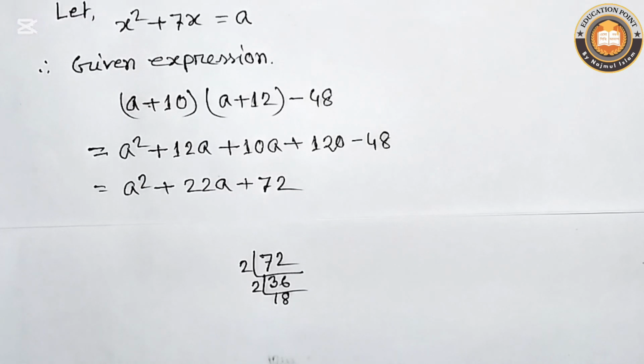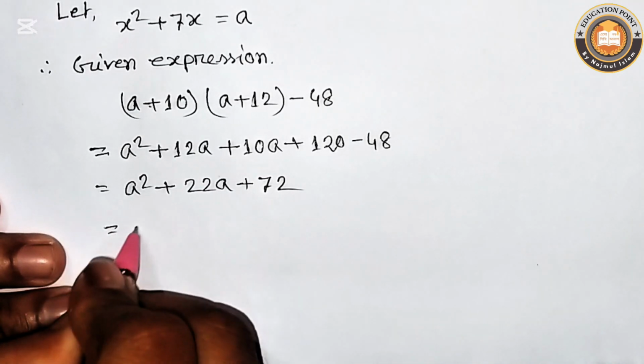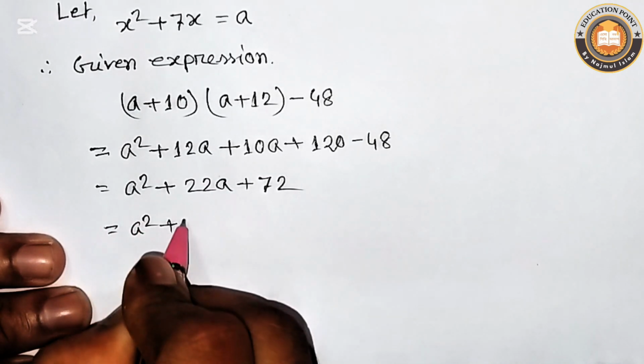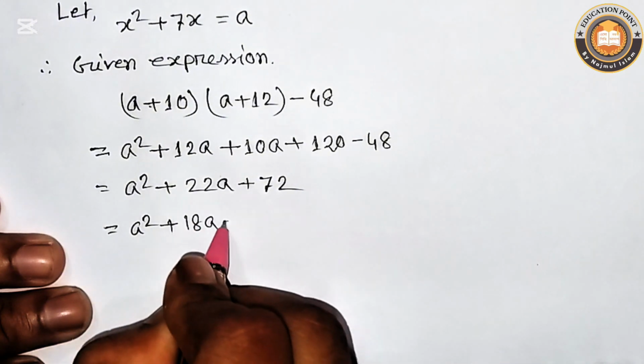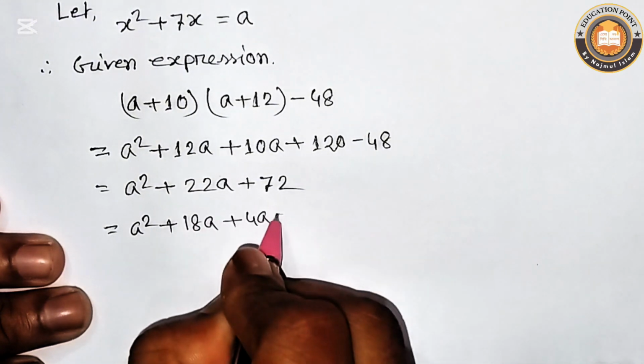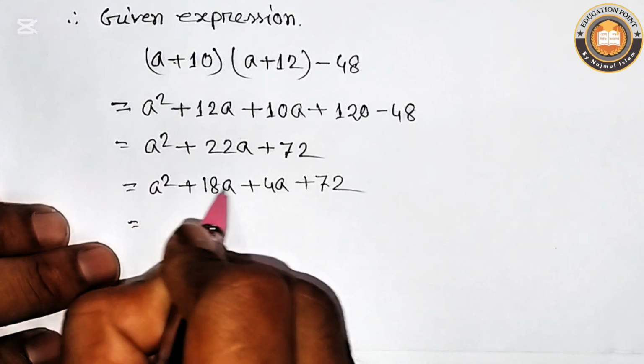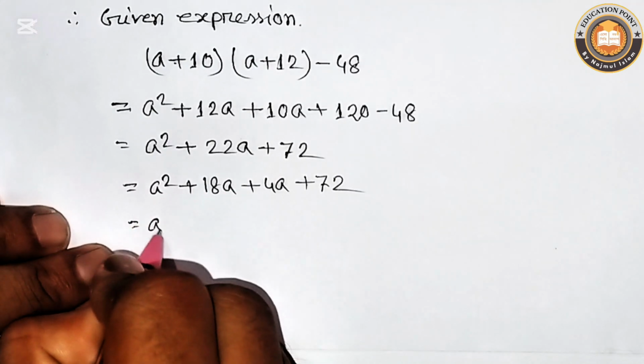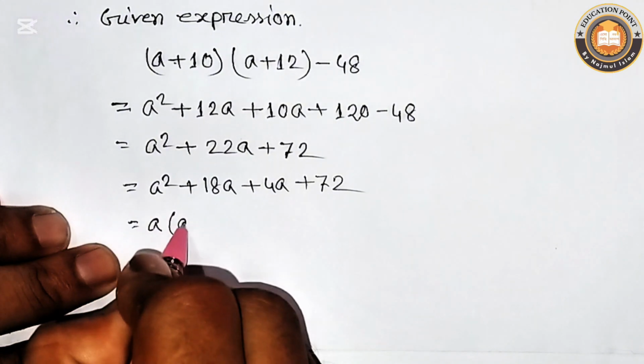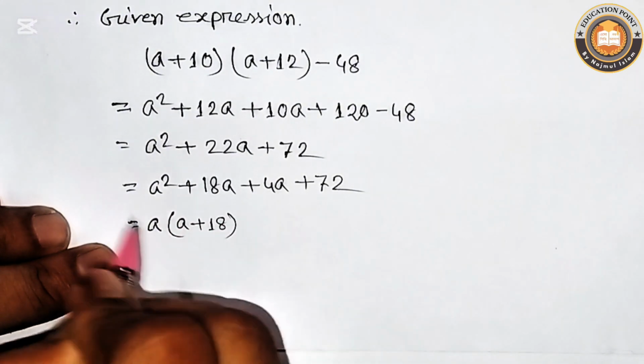So obtain factors, multiply and make two numbers whose sum or subtraction value equals the middle term. Here the two numbers are 4 and 18. Now we can write a square plus 18a plus 4a plus 72. At first two terms we can take common value as a. After taking common value we can write a plus 18.